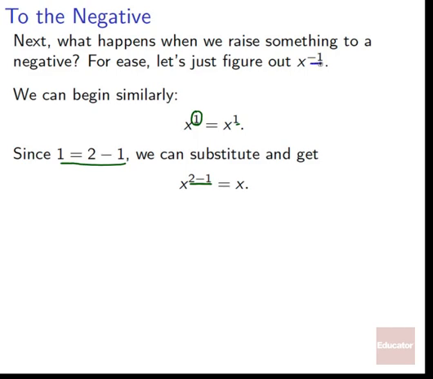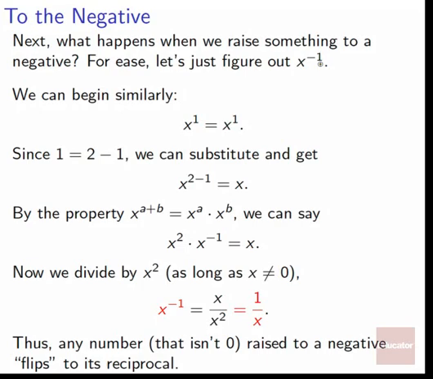So we use that property, we break it apart, and so by our property, x to the a plus b becomes x to the a times x to the b, we've got x squared times x to the negative 1. So x squared times x to the negative 1 equals x. Now, we can divide by x squared, once again, as long as x is not equal to 0. If we have that, then things get troublesome.